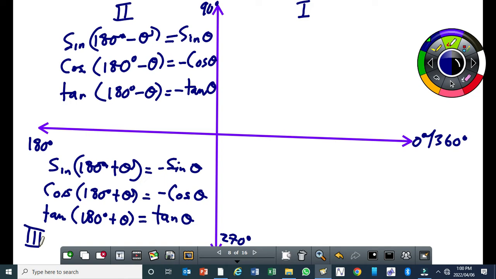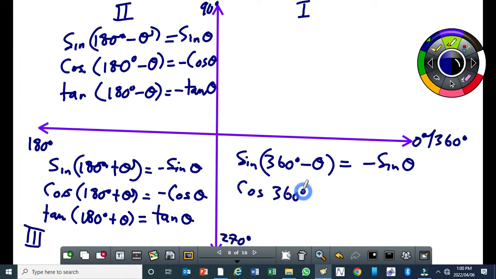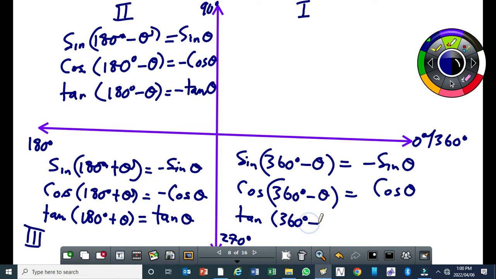In the fourth quadrant, you are going to end up having sine of 360 minus theta. Now sine is negative, so this will give you minus sine theta. And then cos of 360 degrees minus theta will give you cosine of theta. And then tan 360 minus theta will be equal to minus tan of theta.